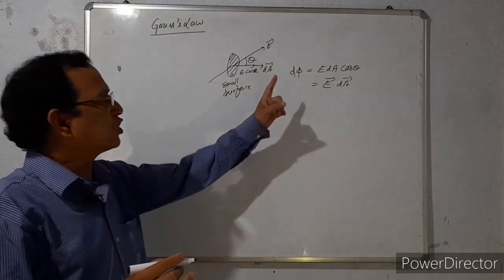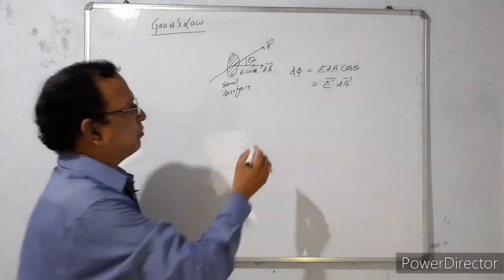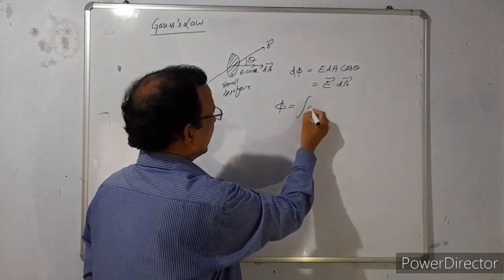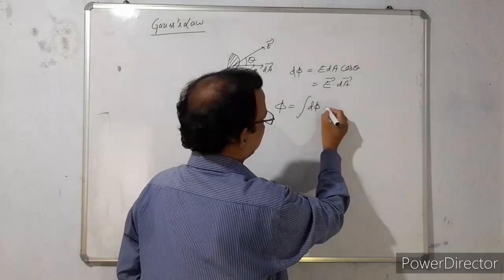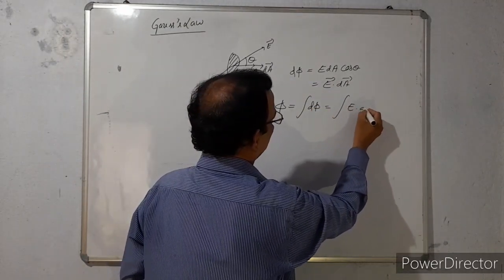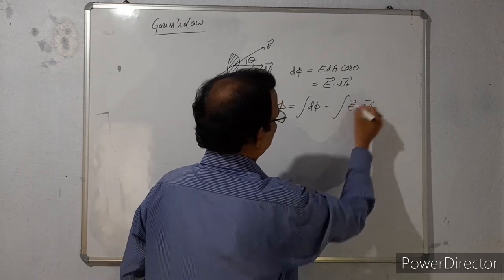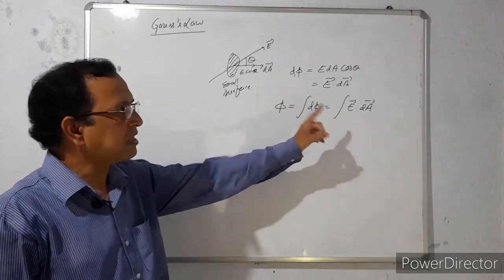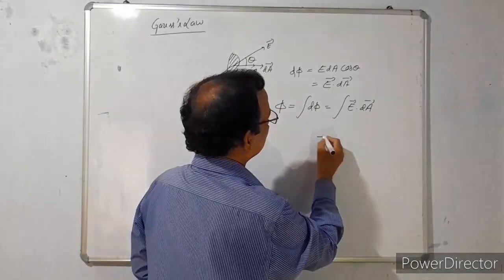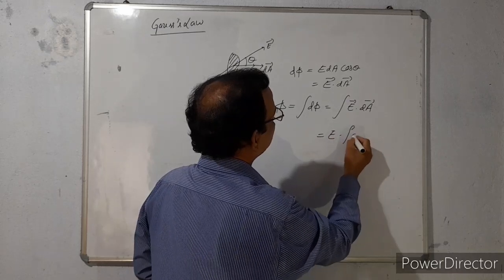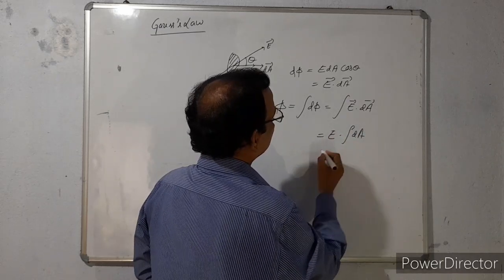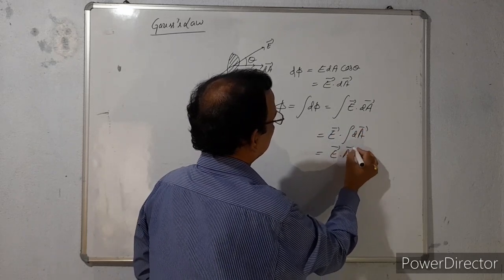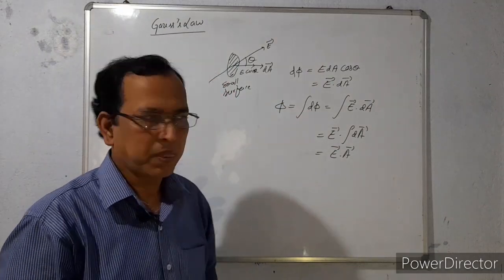This is the small flux. For the net flux phi, that is equal to the integration of d phi, which is the integration of E dot dA, the dot product E dot dA. Here if E is constant, then E dot dA gives E dot A. This is your net flux.